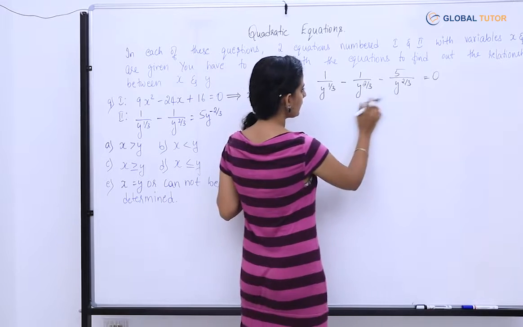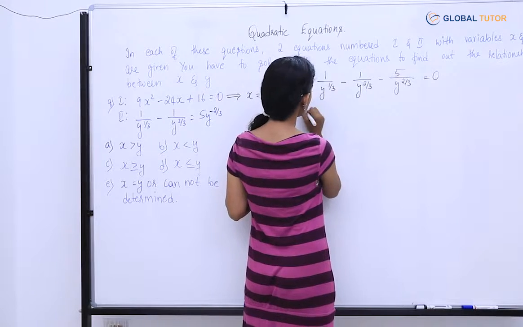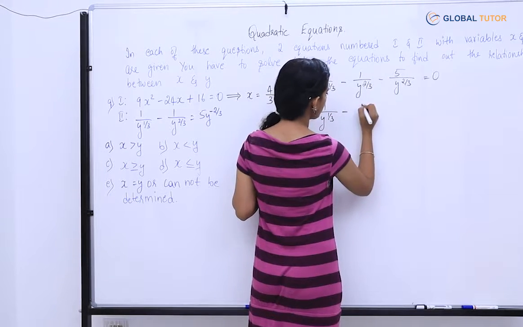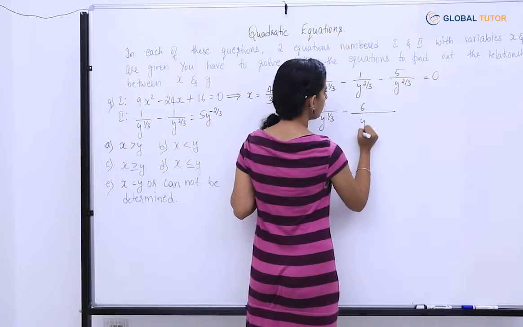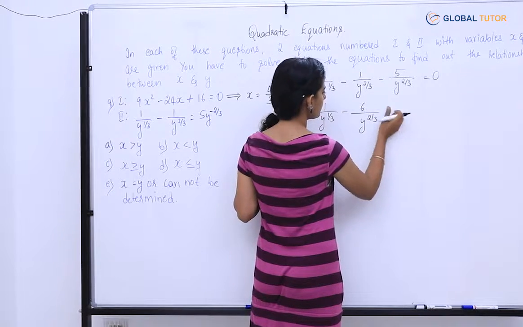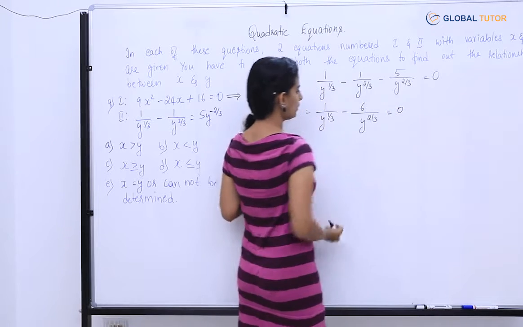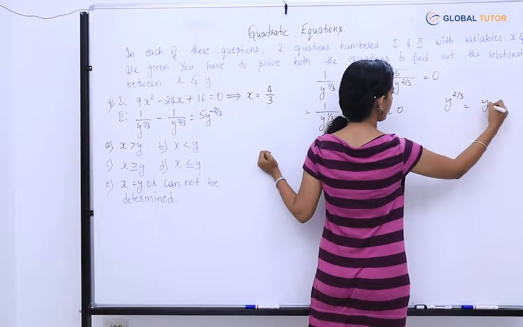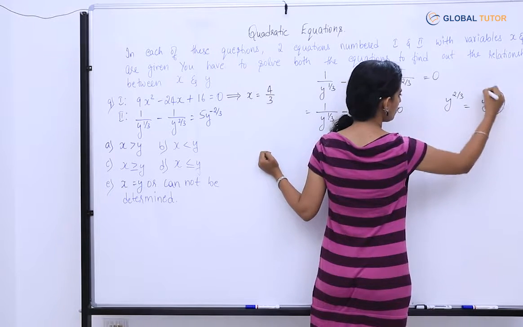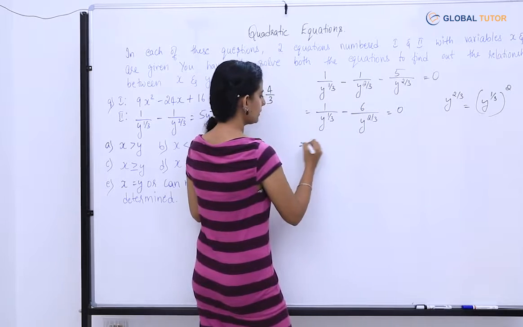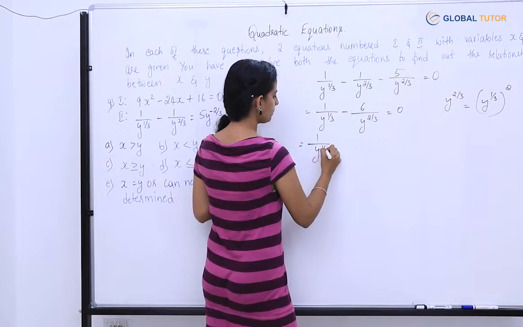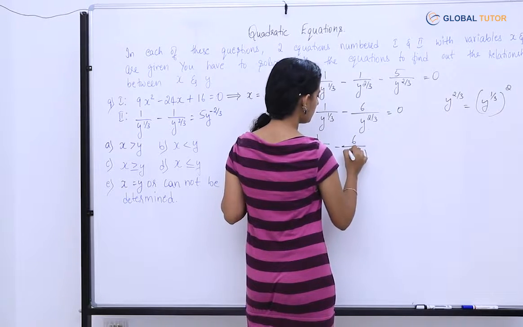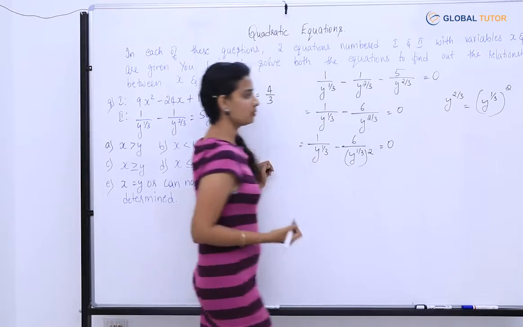So if you see this, we have the base same. So this can be written as 1 divided by y power 1 by 3 minus 5 plus 1 is 6 divided by y power 2 by 3, which is the common denominator, is equal to 0. If y power 2 by 3 is there, it means it is y power 1 by 3 whole power square, right? So this will be written as 1 divided by y power 1 by 3 minus 6 divided by y power 1 by 3 whole square is equal to 0.